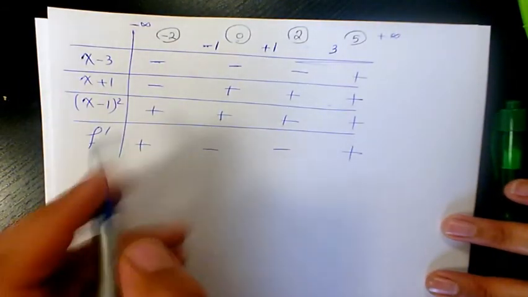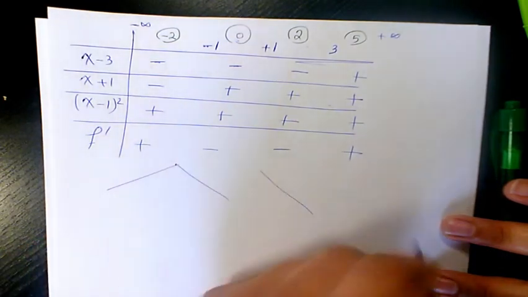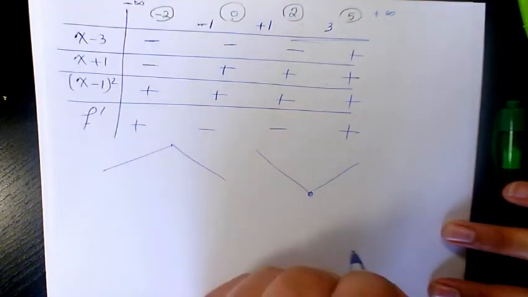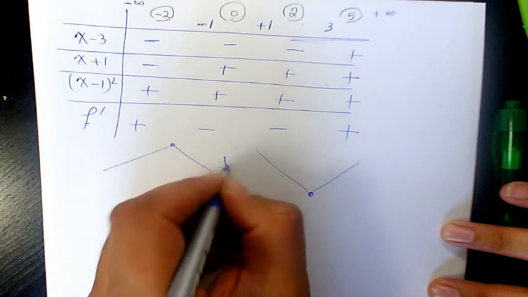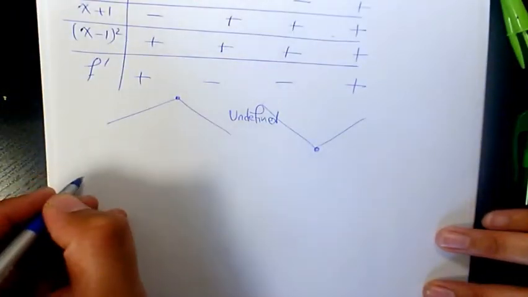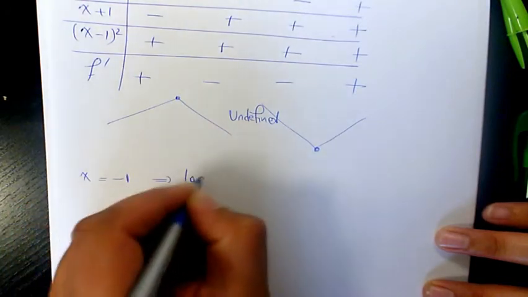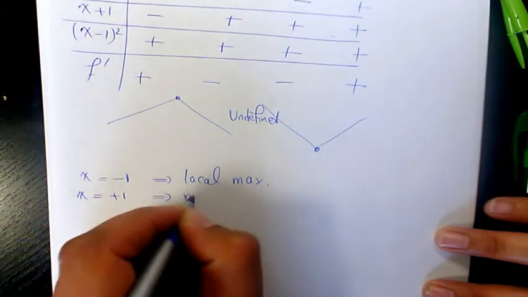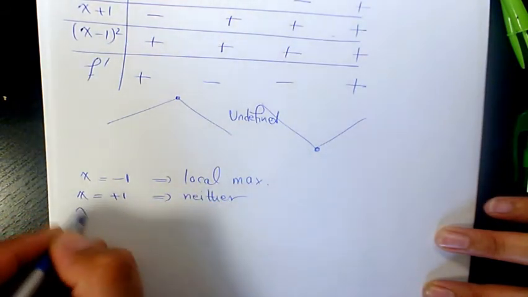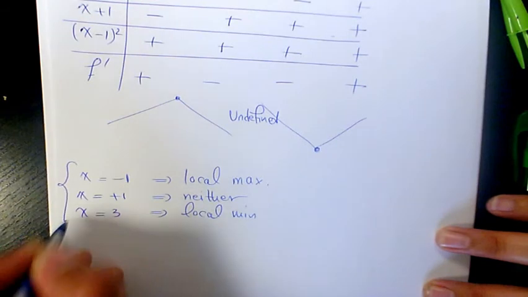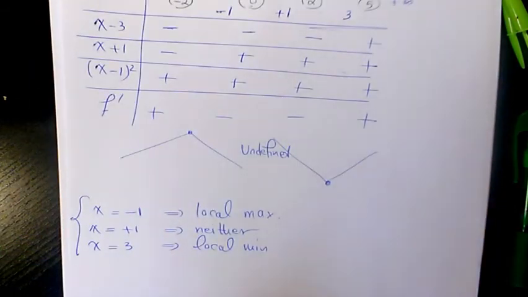So as you see here, it is increasing, then decreasing, then again decreasing, then increasing. So it means that we have one minimum and one maximum, and here is undefined, as we saw on the previous page. So x equals negative 1 is a local max. x equals 1 is neither. And x equals 3 is going to be a local min. So this is the situation of these three critical points.